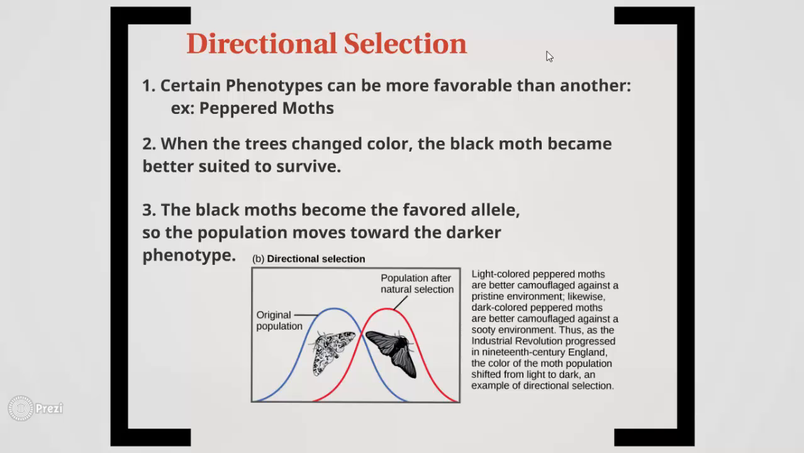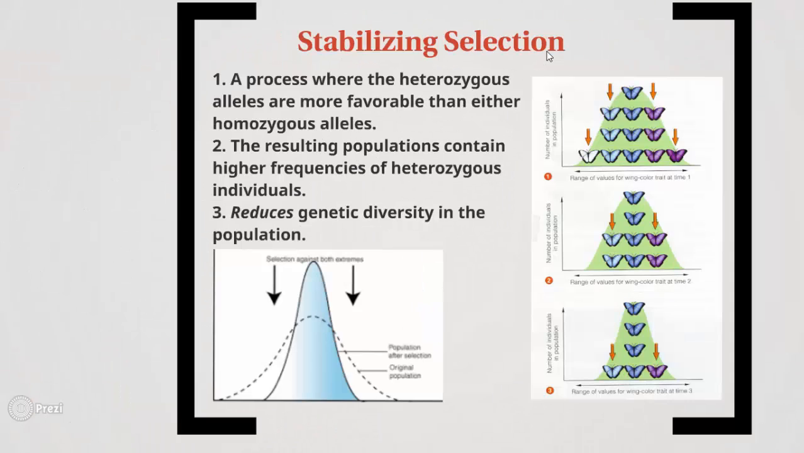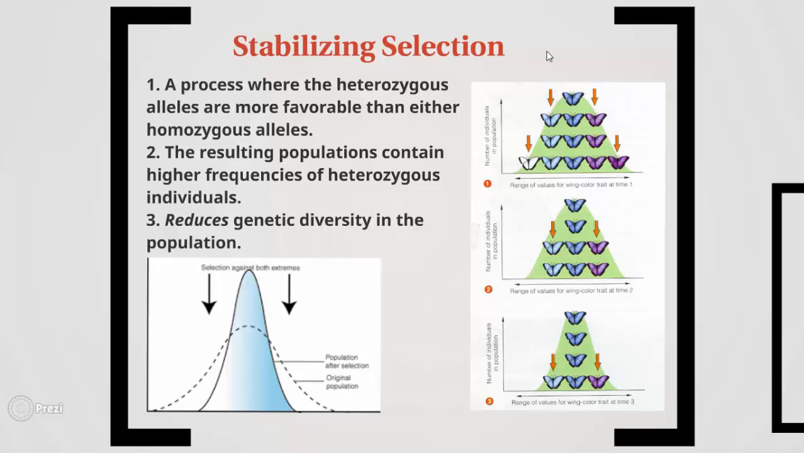So we have something called directional selection. That's when certain phenotypes are more favorable than others, like in the peppered moths example, the white moth and the black moth during the Industrial Revolution. So when trees changed color, the black moth became better suited to survive, and the black moths became the favorable allele. So the population moved towards the darker, meaning that more black moths were able to reproduce.